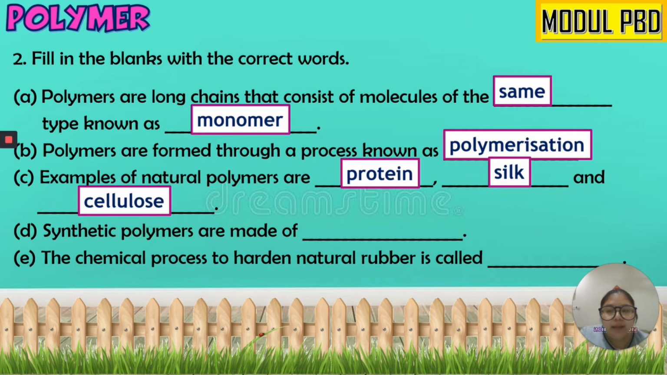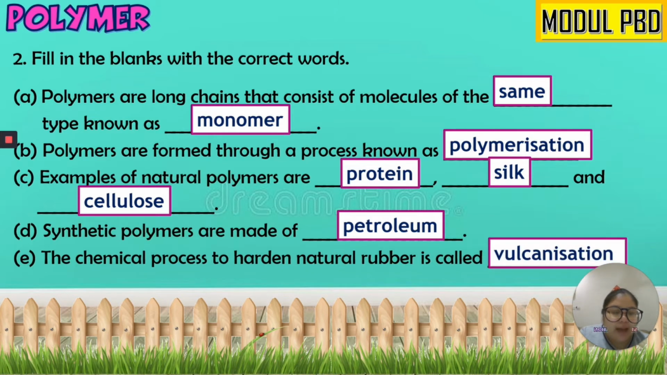Then we go to D. Synthetic polymers are made of petroleum. Okay, synthetic polymer is stronger compared to natural polymer. Okay, then the chemical process to harden natural rubber, we call it vulcanization. So we make it become stronger. Okay, so the process we use should be vulcanization.